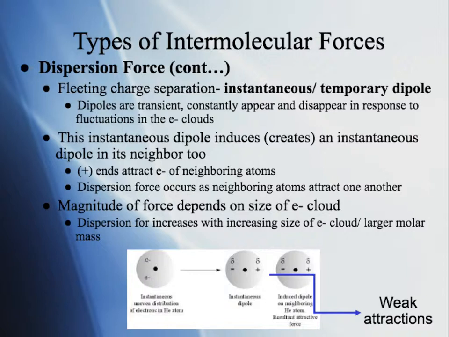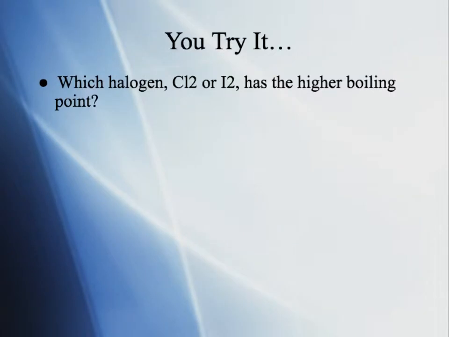Again, it's present in every single type of molecule or atom, and it has to do with instantaneous dipoles of the electron clouds. All right, the magnitude of this dispersion force is going to increase with electron cloud size. So here's a type of question that you may be asked, knowing the knowledge that I just told you. Which halogen, chlorine or iodine, has the higher boiling point?